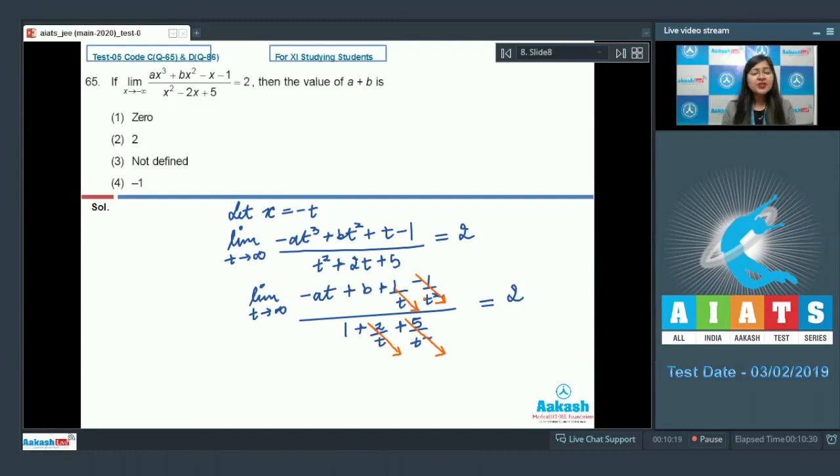Now as t is tending to infinity, the limit is given to be a finite value. So this is only possible when the value of a is equal to 0, right? And hence we can say that the value of b will be equal to 2, right? So the value of a plus b, which is asked in the question, is 0 plus 2, that is 2. Hence the correct answer is option number 2.